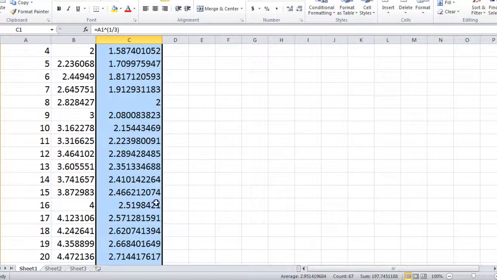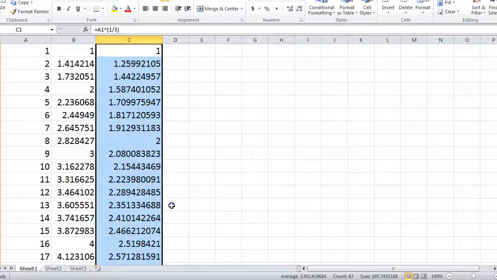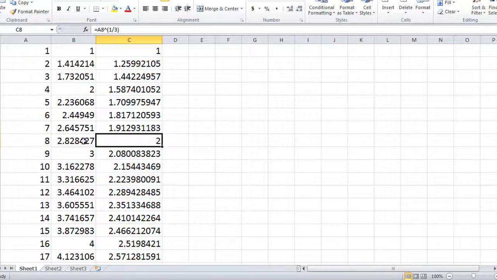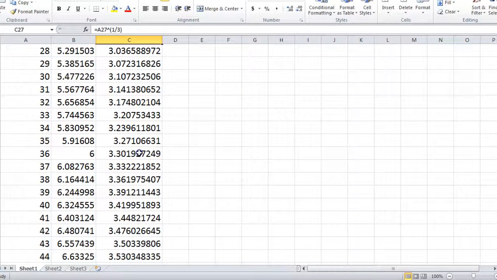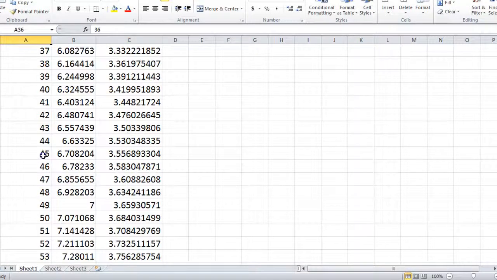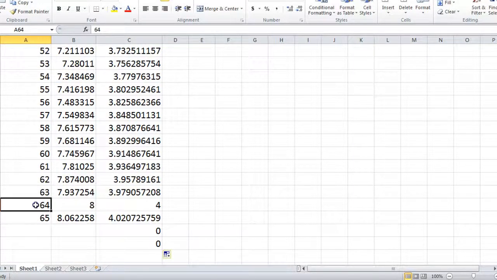If you go back up here, there's far fewer of them that are whole numbers. Where's the first one that's a whole number occur? 8, right? 8 to the power of 1/3 is 2. Next one is 27. 27 to the power of 1/3 is 3. The next one that's a whole number is way down here. It's 64. 64 to the power of 1/3 is 4.